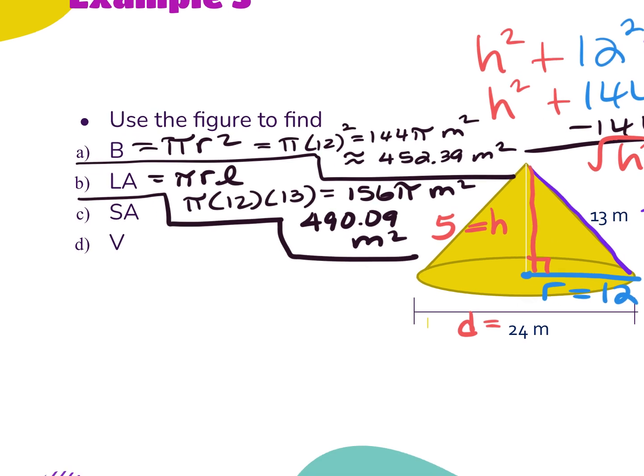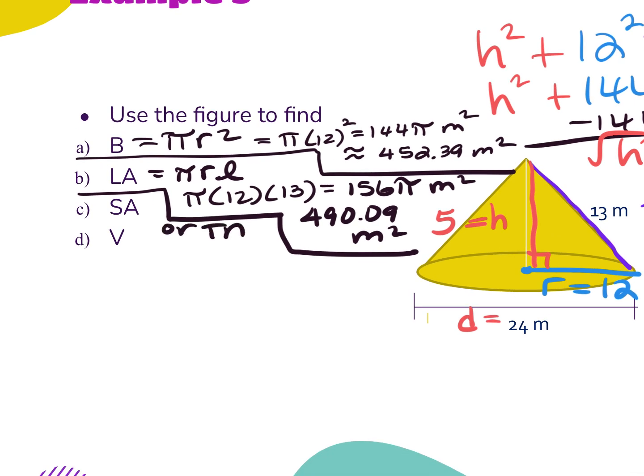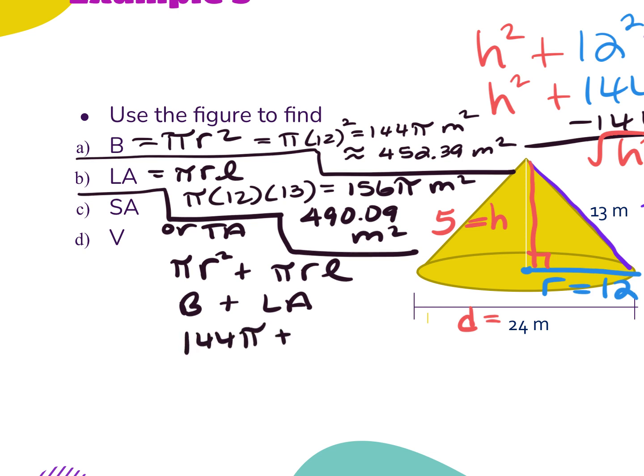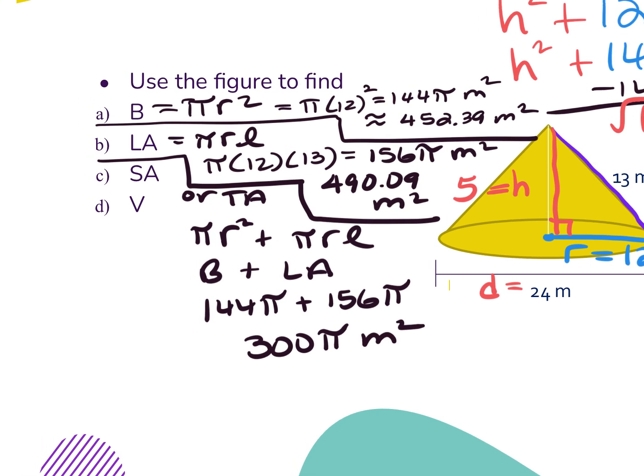And now for surface area, which is also called total area. Remember that formula is the area of the base, which is pi r squared, plus the lateral area, pi r l. So again, remember this is base plus lateral. So 144 pi plus the lateral, 156 pi, 300 pi, and again, these are still meters squared, rounded to the hundredths place, 942.48 meters squared.